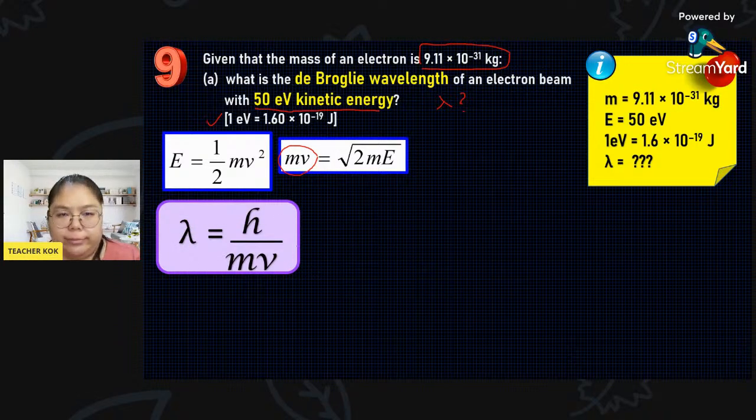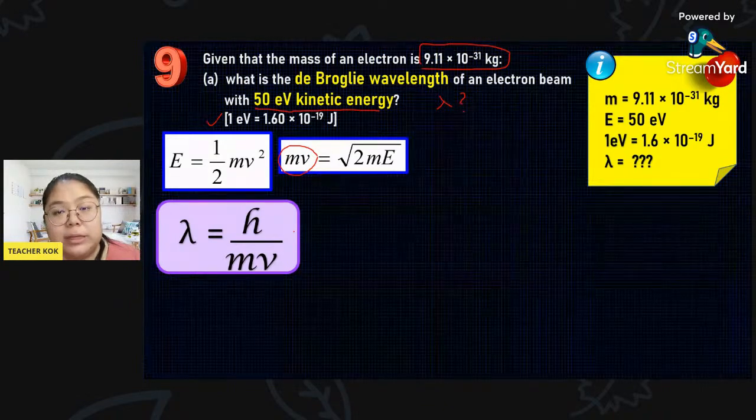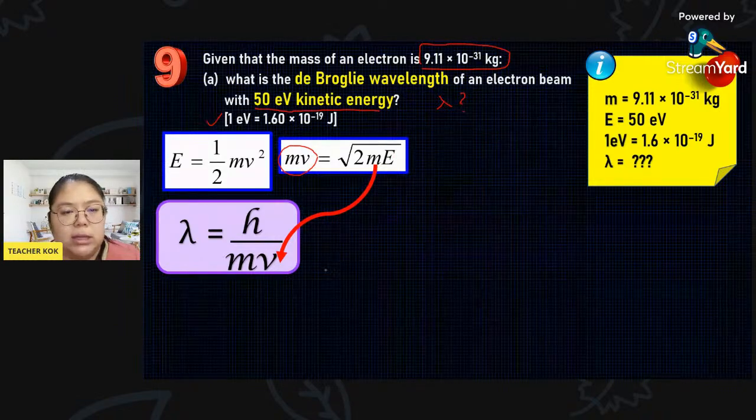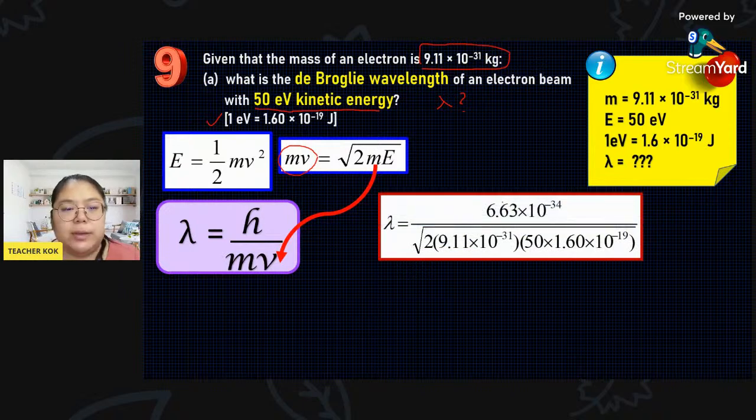Just now we did the calculation using this formula. You find the de Broglie wavelength. When I say de Broglie wavelength, we are sure we're using the momentum one, because it's a wavelength from the de Broglie. So we use lambda equals h over mv. Can you see these two mv are the same? So I need to bring this whole thing in. So it becomes like this: lambda equals h.